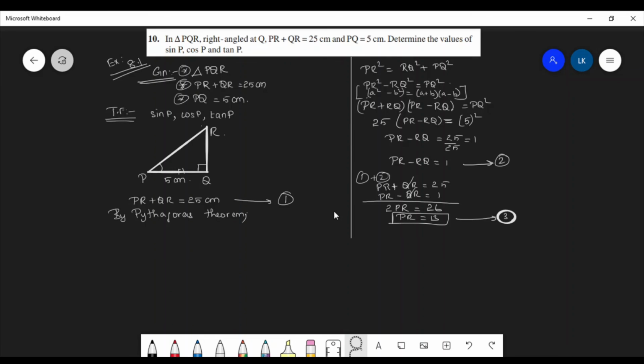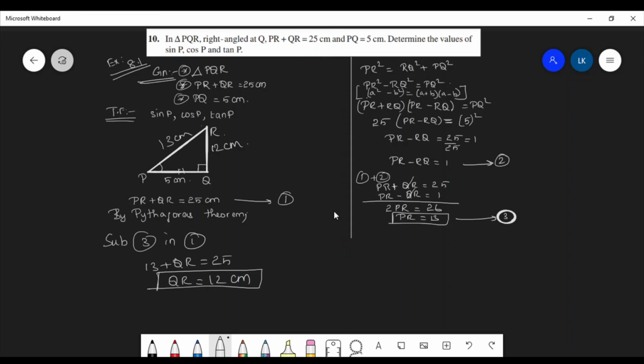Now we have found PR value was 13, and we have to find QR value. So therefore, substitute 3 in 1. PR value is 13. 13 plus QR is equal to 25. Therefore, QR is equal to 12 centimeter. QR value is 12 centimeter.